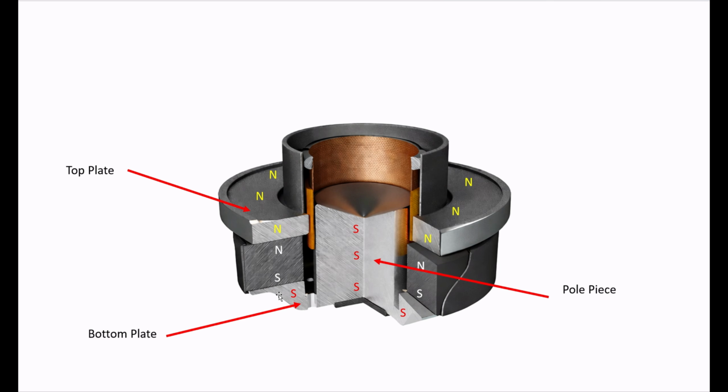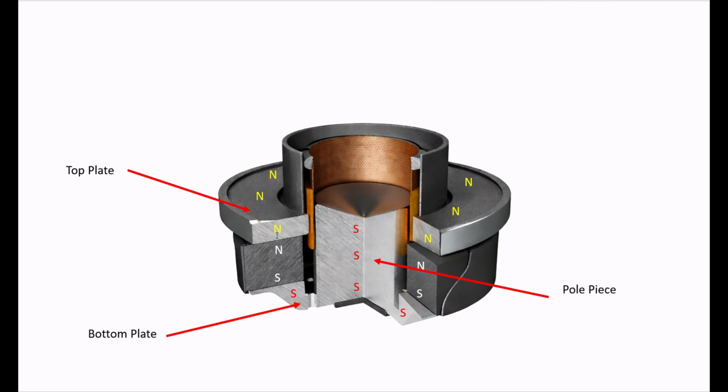So the top and bottom plates sandwich the magnet, and they adopt the north or south pole charge of the permanent magnet that they're adjacent to, right? In this case, the top plate is touching the magnet on the north side, so it adopts the north pole, and the south pole is adopted by the bottom plate, right? So what we have here is a magnetic circuit, but it's not complete because there's a little gap here, right?